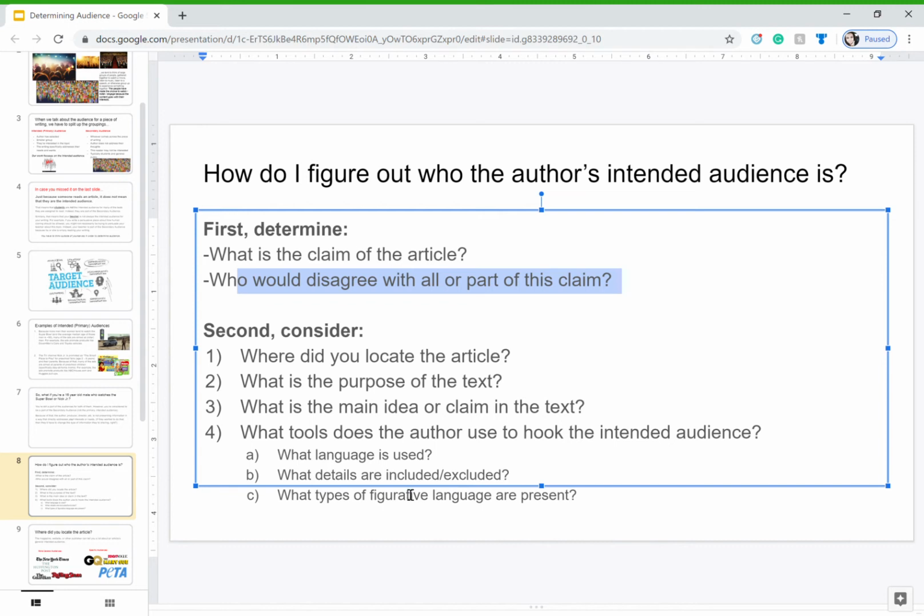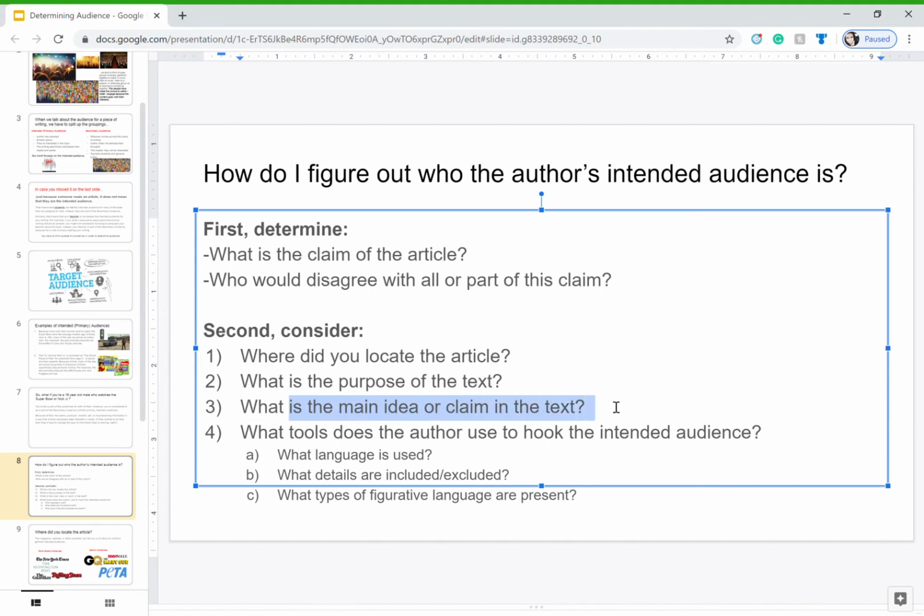The next thing we can consider is, where did you locate that article? What website was it? What news source or what book? Where is this coming from? Oftentimes, where something comes from gives way into the kind of audience it is for. Now, what is the purpose of the text? Why did the person write it? Who were they trying to persuade?